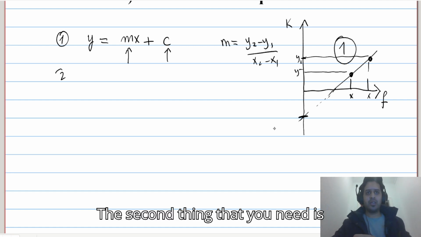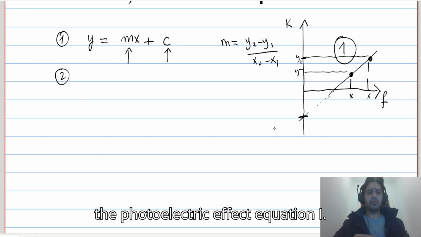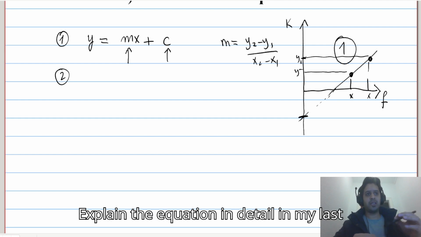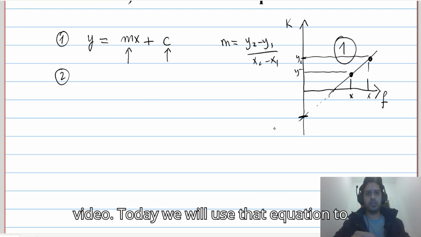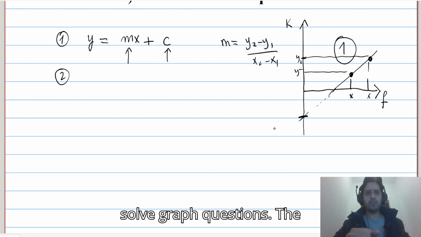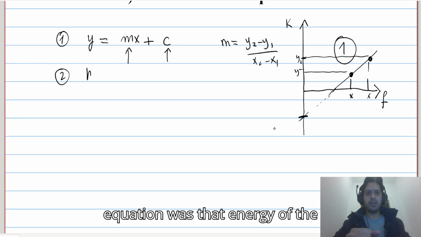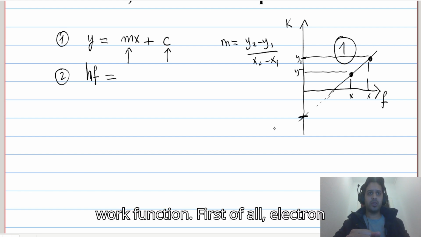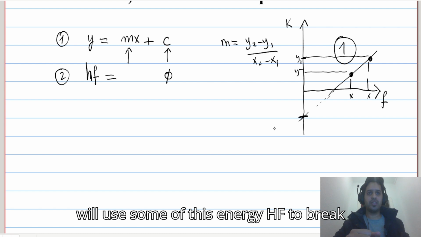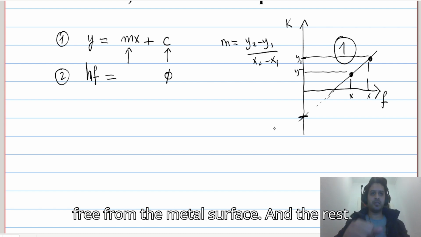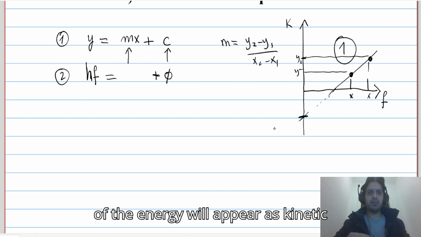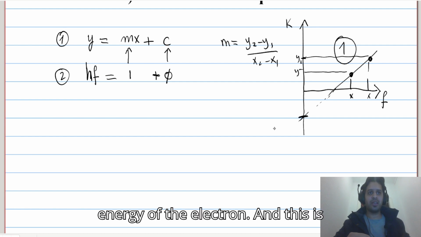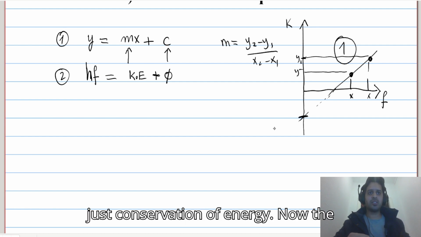The second thing that you need is the photoelectric effect equation. I explained the equation in detail in my last video. Today, we will use that equation to solve graph questions. The equation was that the energy of the photon that the electron absorbs, hf, is always equal to the work function plus kinetic energy. First, the electron will use some of this energy to break free from the metal surface, and the rest of the energy will appear as kinetic energy of the electron. And this is just conservation of energy.